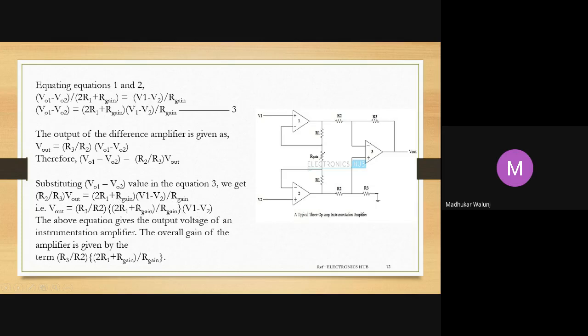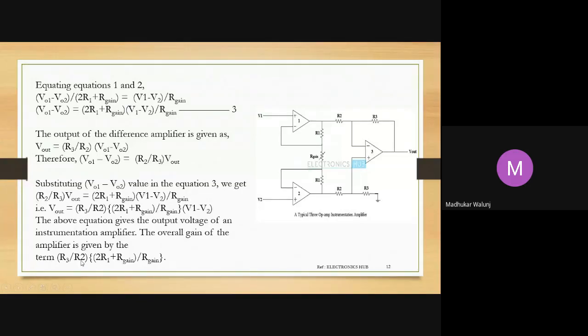So finally, what we are getting as the gain formula is Vout is equal to gain into V1 minus V2. So V1 minus V2 will be the input, and the gain will be R3 divided by R2 inside bracket 2 times R1 plus R gain divided by R gain. This above equation gives the output voltage of an instrumentation amplifier, and the overall gain of the amplifier is given by this circuit: R3 divided by R2 inside bracket 2 times R1 plus R gain divided by R gain. So in this particular circuit, you can see the gain is depending upon the resistor values.